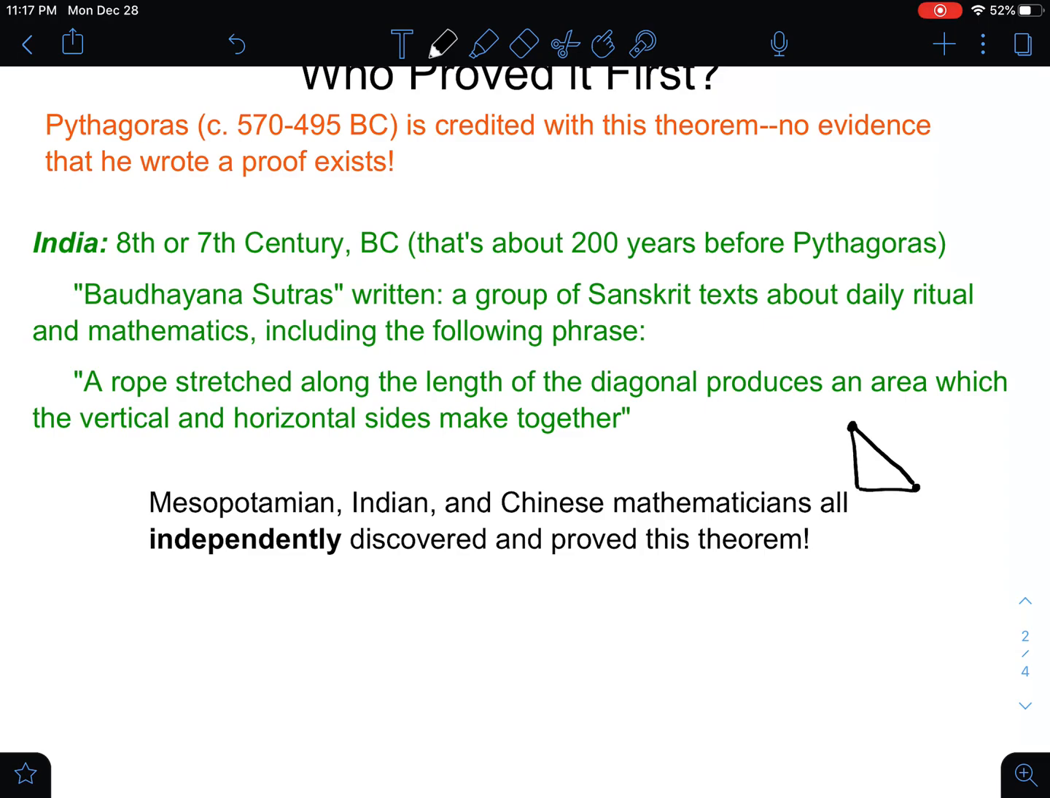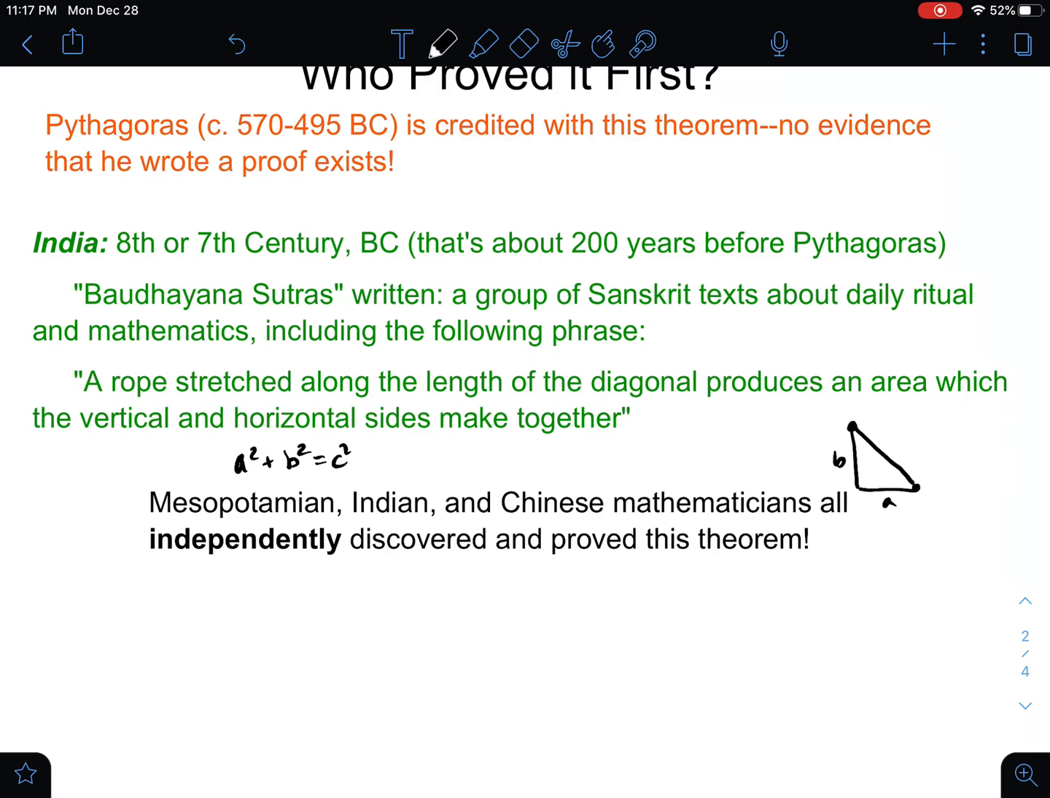So again, if we've got some diagonal, compare that to the vertical and horizontal: the area produced by the length of the diagonal is equal to the sum of the areas formed by the vertical and horizontal, aka A squared plus B squared equals C squared. It turns out that Mesopotamian, Indian, and Chinese mathematicians all independently discovered and proved this theorem before Pythagoras did. So why does he get credit? I don't know. Don't ask me. Textbooks. I would call it Pythagorean's theorem.